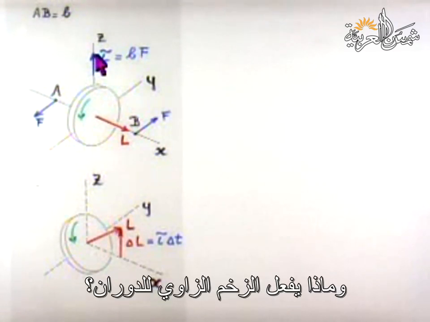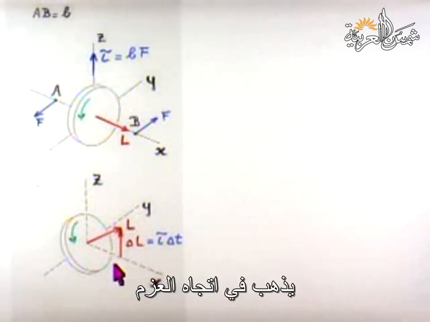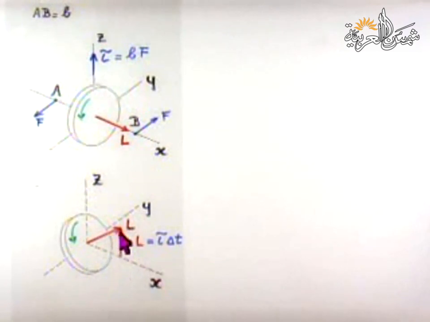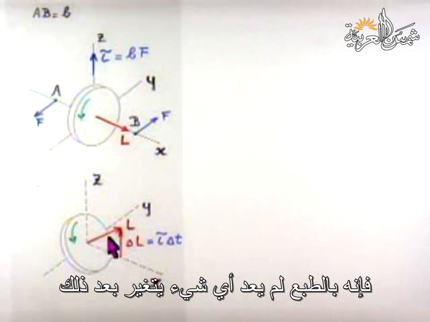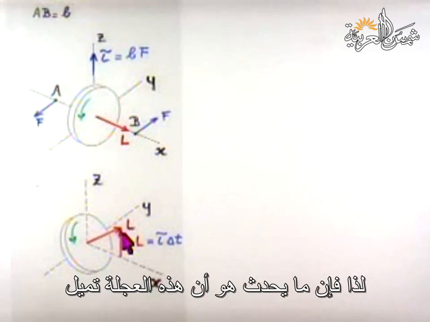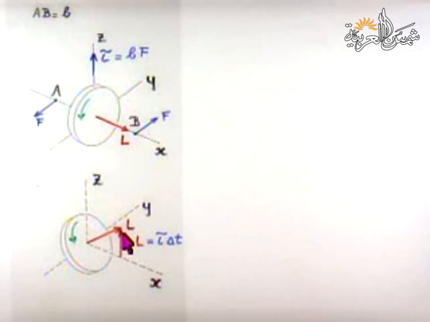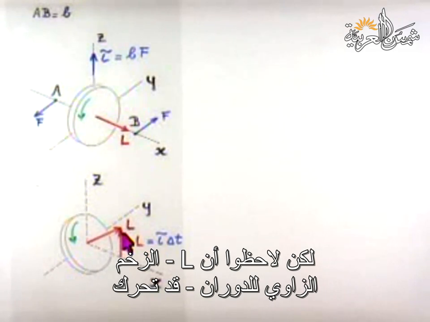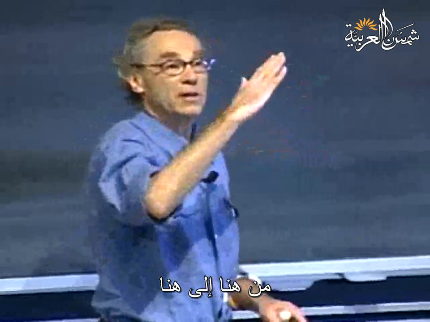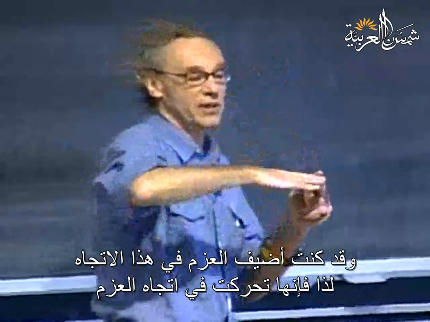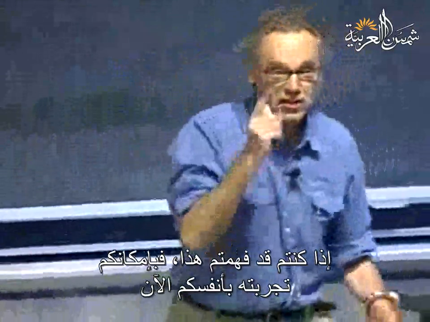And what does the spin angular momentum do? It goes in the direction of the torque. And then when I stop with my torque, then of course nothing changes anymore. And so what happens is, this wheel tilts. But notice that L, the spin angular momentum, has moved from here to here. And I was torquing in this direction, so it moves towards the torque. If you have digested this, then you can test yourself now.